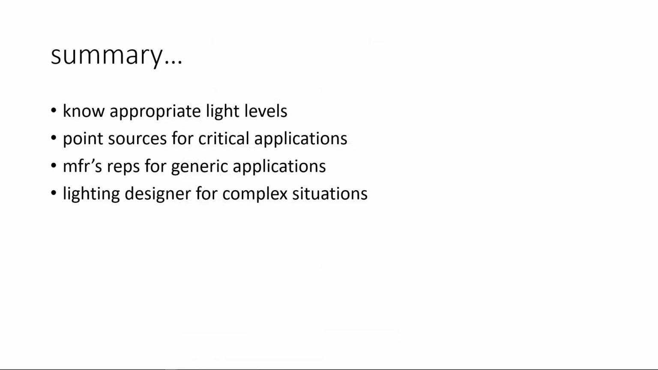So in summary about our lighting calculations, the biggest thing is that you should know the appropriate light levels that you're shooting for. Is it 5 foot-candles, 15 foot-candles, 50 foot-candles, or 500 foot-candles? You should know what those numbers are and be familiar. In your own office life you would probably do some point source calculations for critical applications. Let's say you have a painting or a sculpture. You would by all means do that calculation.